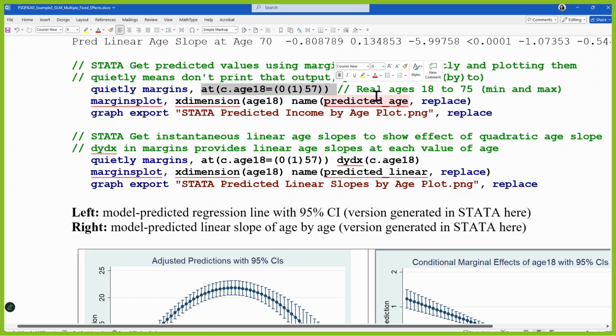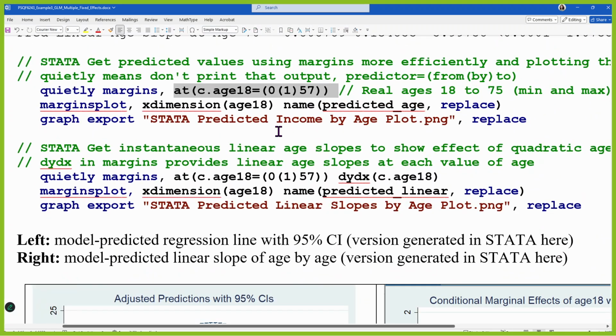So in this, I'm doing the same thing in Stata. I'm saying I would like a range of values for centered age that starts at 0 in increments of 1 and goes up to 57, and then take those predicted values and put them in a plot. And you can tell it what dimension you want on your x-axis for models that have lots of variables, and you can save it as an object, and so those are in your download file to go with this.